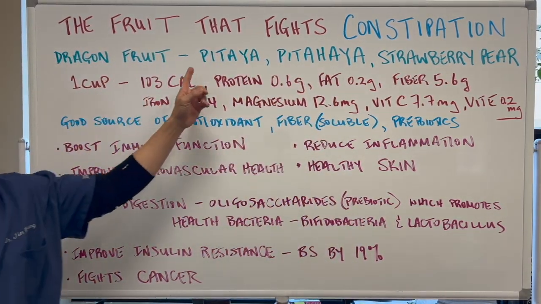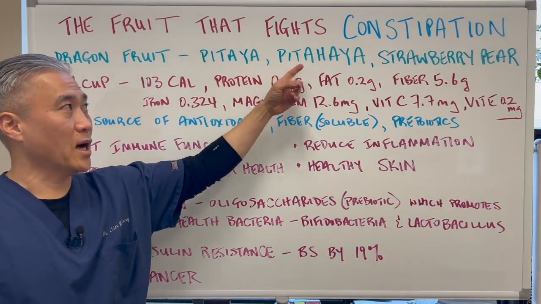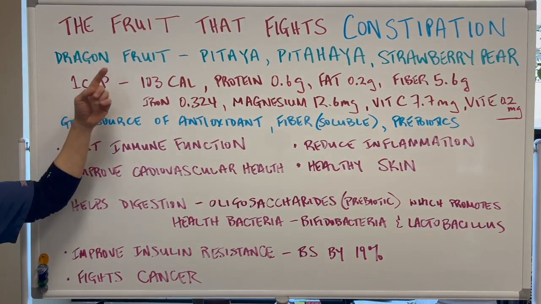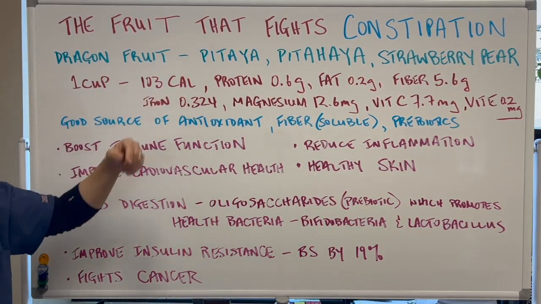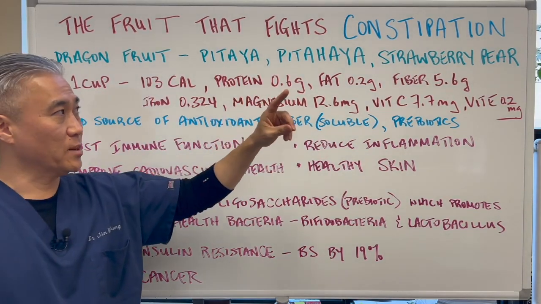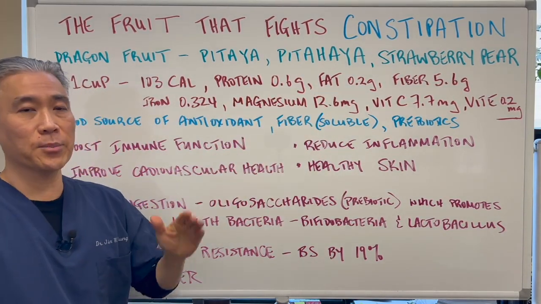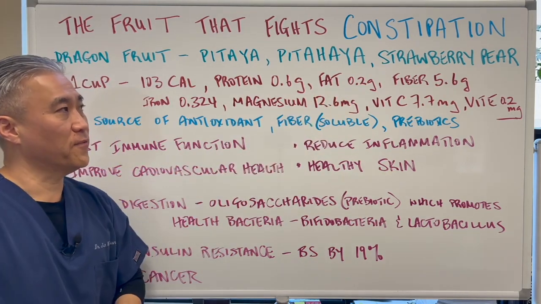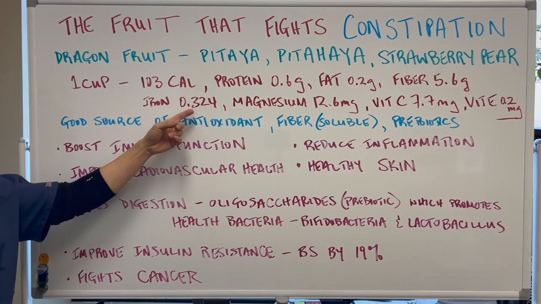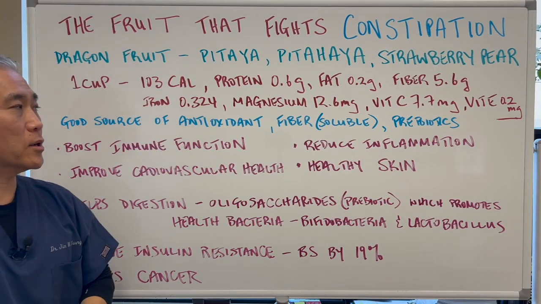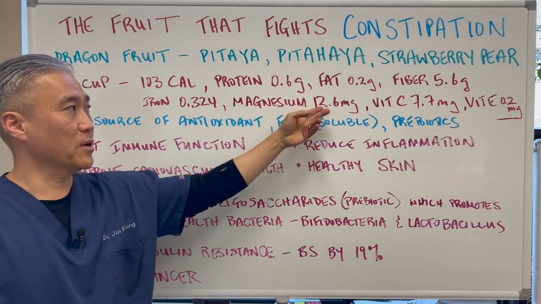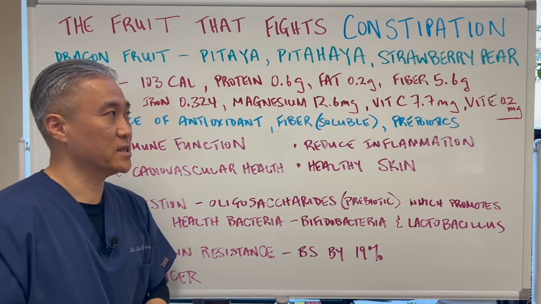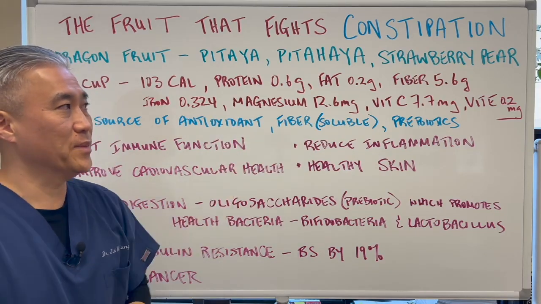Dragon fruit, otherwise known as pitaya or pitahaya or strawberry pear. In 1 cup of dragon fruit, you have about 103 calories, protein of 0.6 grams, fat of 0.2 grams, fiber of 5.6. Remember that number, fiber of 5.6. Iron, 0.324 milligram, magnesium of 12.6 milligrams, and vitamin C of 7.7 milligrams, and even vitamin E.